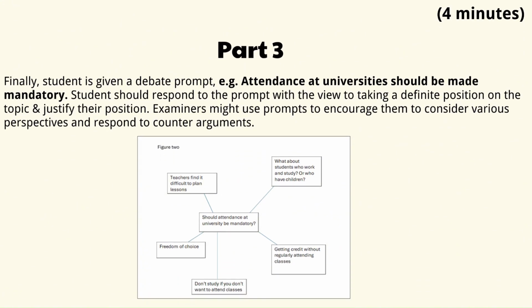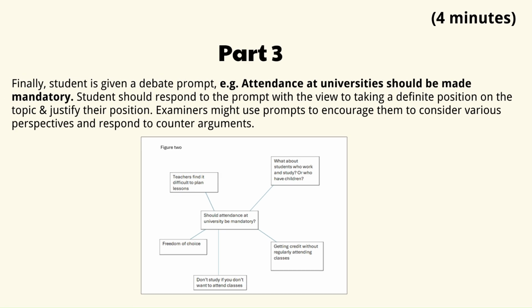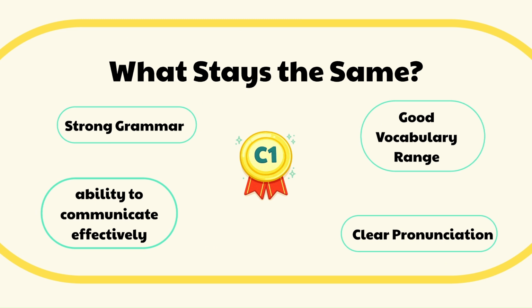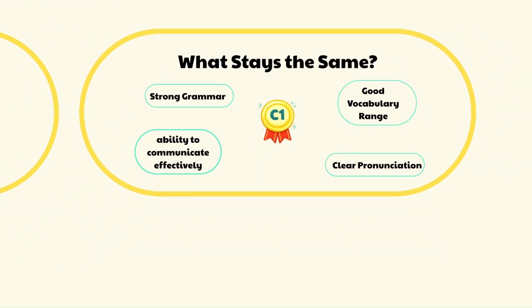And here is an example debate prompt from Part 3 of the oral exam. Students are expected to take a clear position, justify their opinion, and respond to different perspectives and counter-arguments. So, what stays the same? You still need strong grammar, a good range of vocabulary, clear pronunciation, and the ability to communicate effectively. The required level is still around C1, even though the structure of the exam has changed.